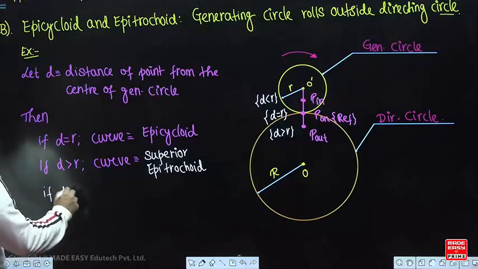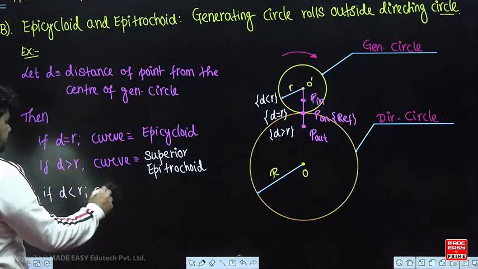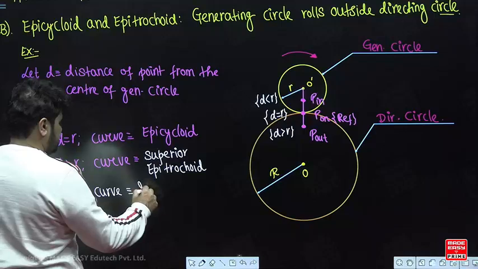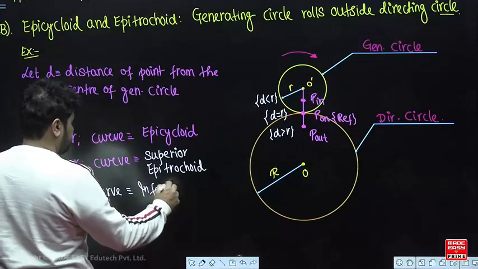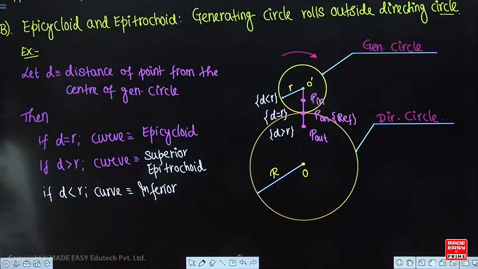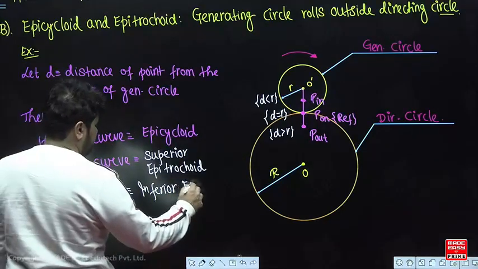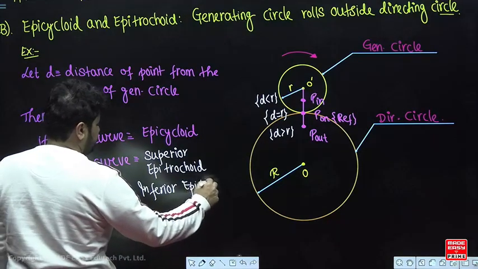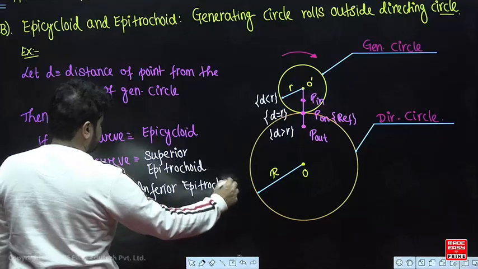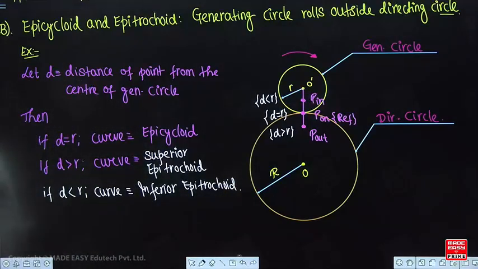If D is less than R, in that case the curve that will be traced, since the point is inside, the word inferior will be used, right? Inferior means the point is lying inside, and the word epi will be retained, cycloid will convert into trochoid. I hope things are clear. Now individually we will draw the curve and we will see the application as well, right?